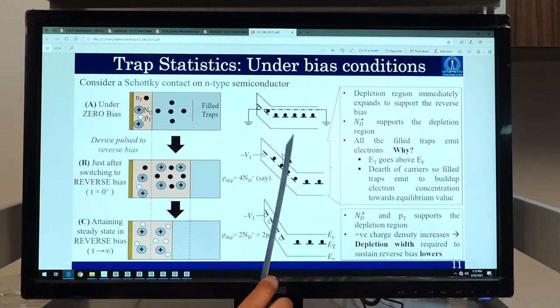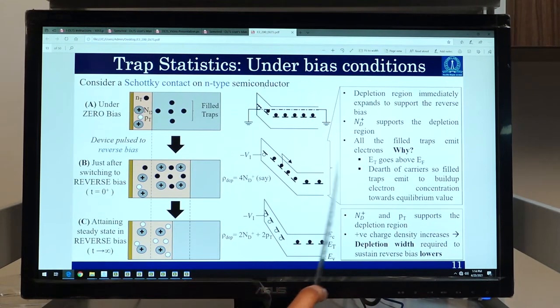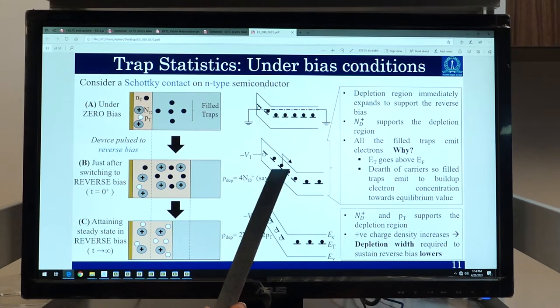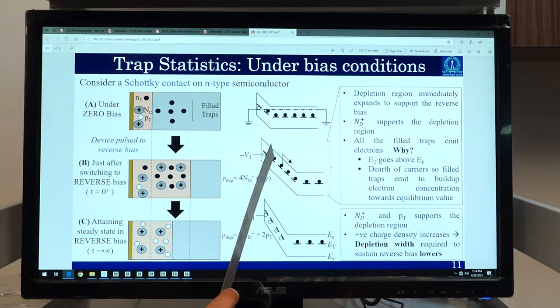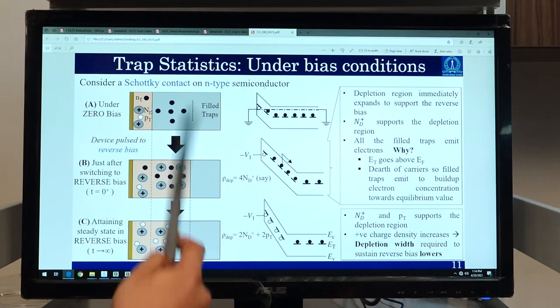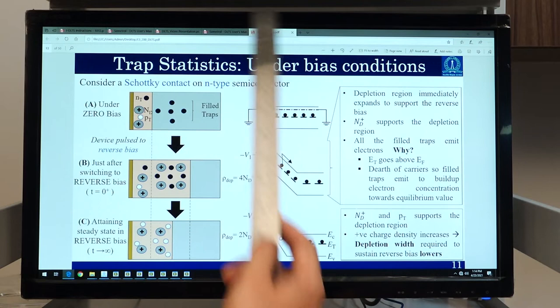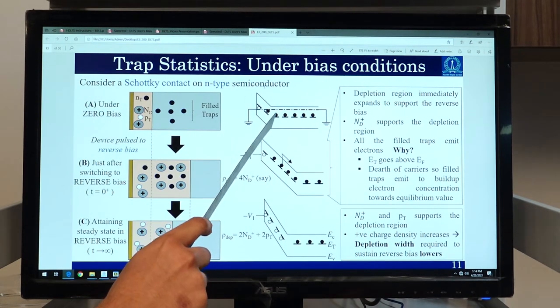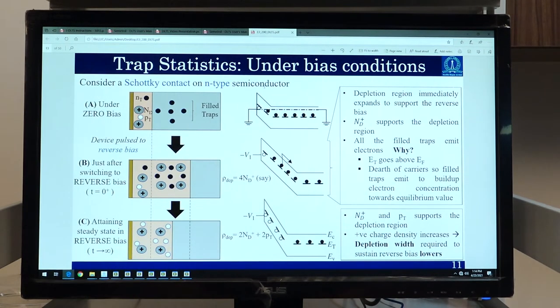The moment the depletion width expands, there is a strong band bending because this region has to sustain this voltage. As a result of this band bending, these energy levels cross the Fermi level. And the moment they cross the Fermi level, these filled traps cannot remain filled anymore. They now have to emit these trapped electrons. Now what happens when these trapped electrons are emitted?